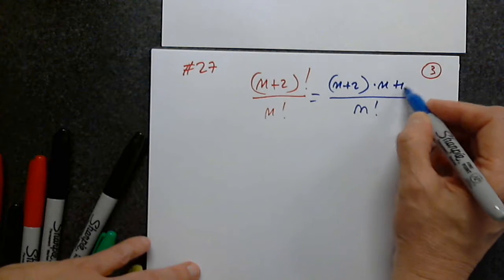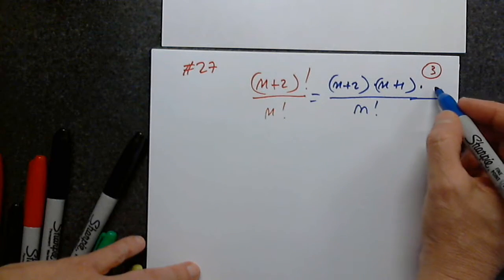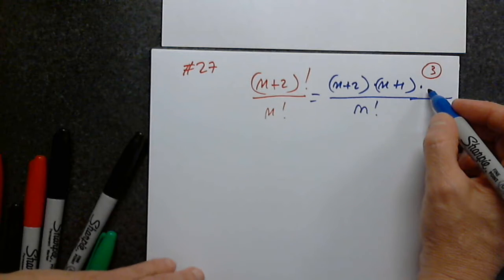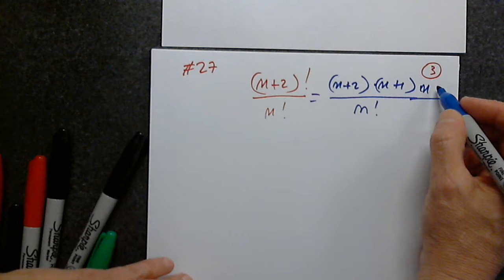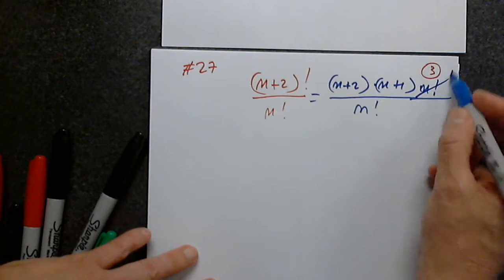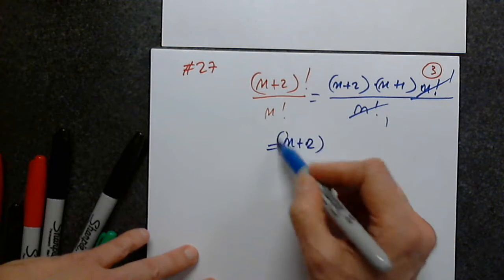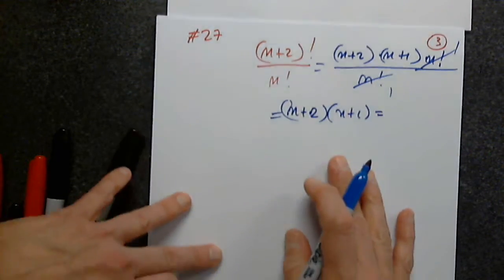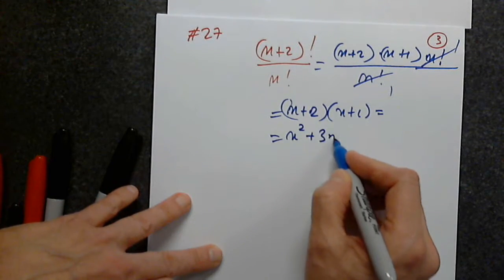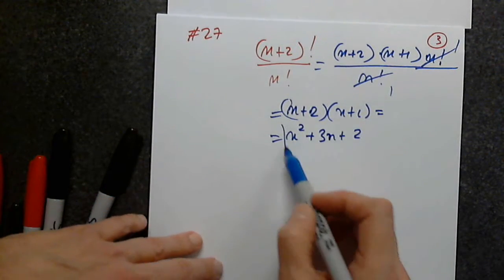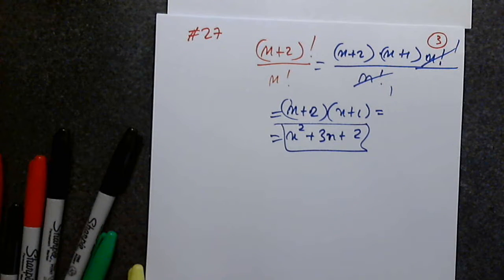N plus 1. That's it. These two will go away, and the simplified form is n plus 2 times n plus 1. Do we understand this? And I will expand, and I get n squared plus 3n plus 2, which I could not have done with the graphing calculator, with this one anyway. Let's look at another example. Any questions?